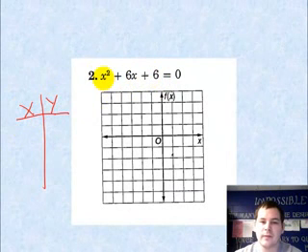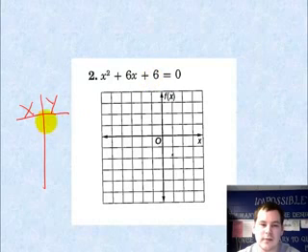So when I plug a 0 in, 0 squared plus 6 times 0, I'm left with just the 6. So when x equals 0, y equals 6.